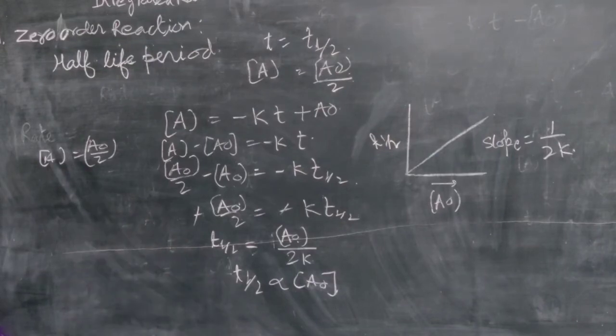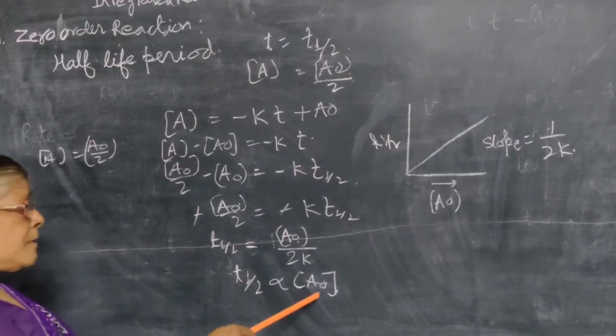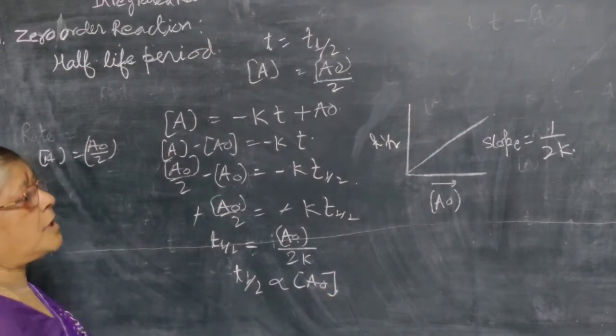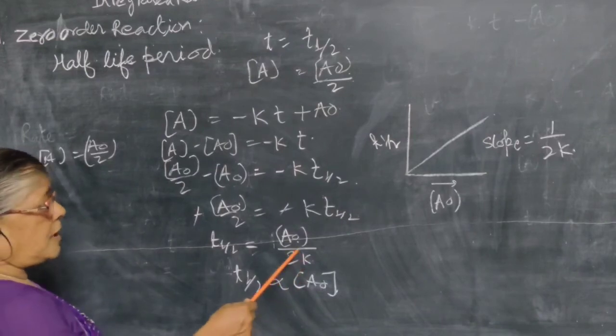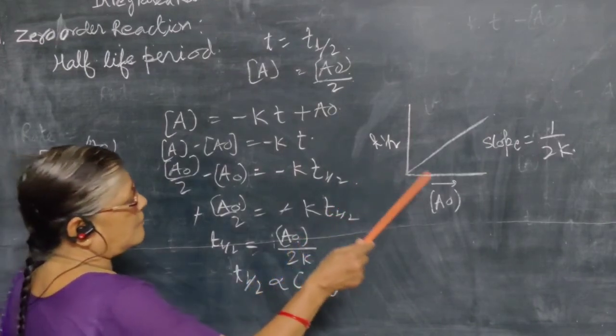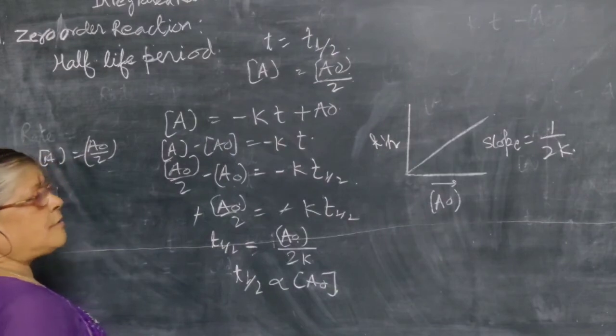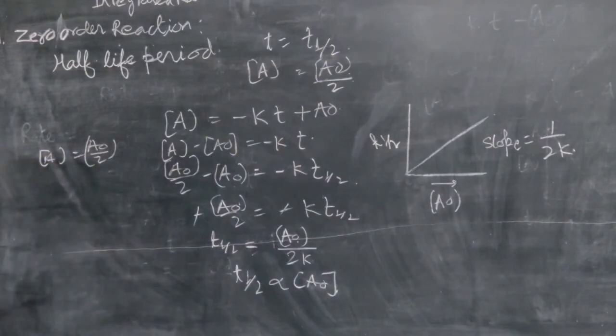So the T half is directly proportional to the concentration of the reactant. When you plot a graph T half versus A0, then you will get a straight line, and the slope of the line will be 2K. So this is the representation of T half of the zero order reaction.